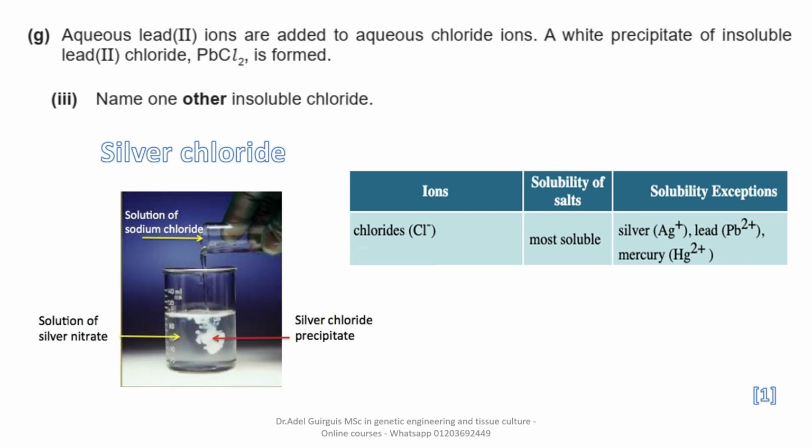Okay, when we add a solution of sodium chloride, table salt solution, to a beaker containing silver nitrate, what would happen? A silver chloride precipitate, also white in color, is formed, AgCl.